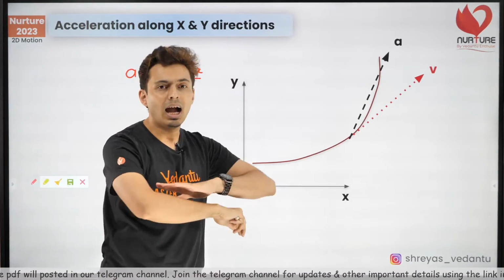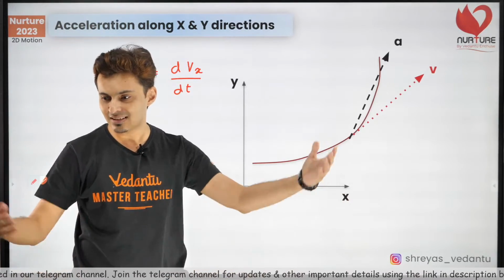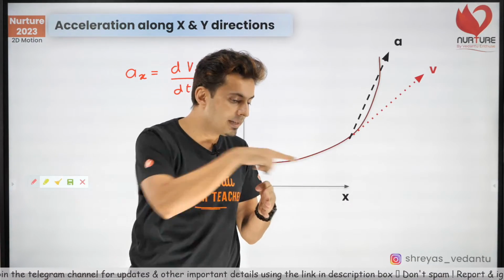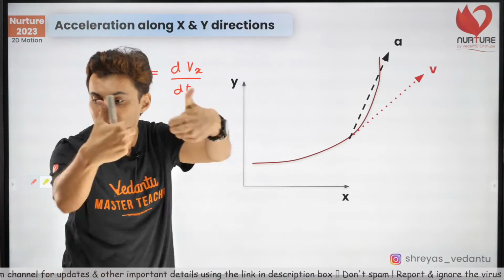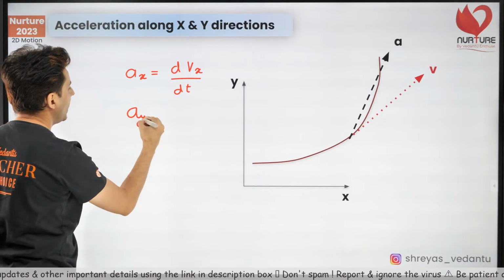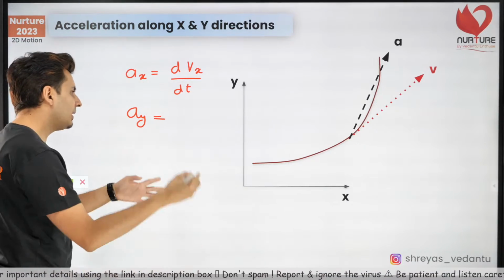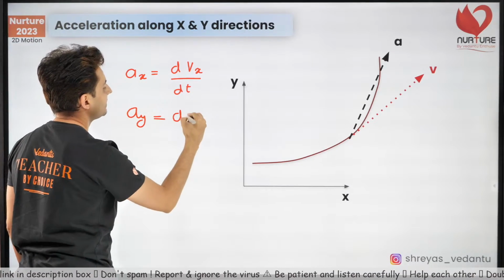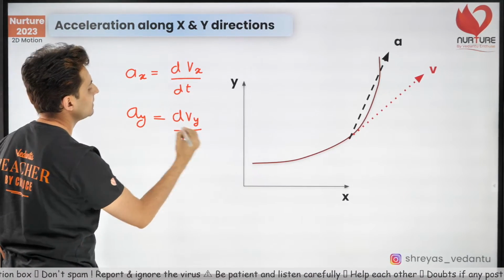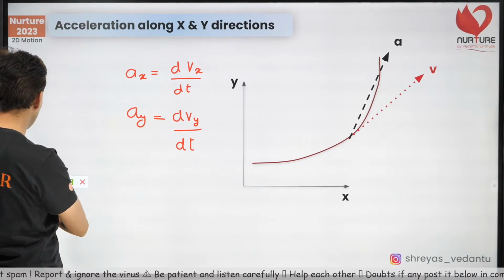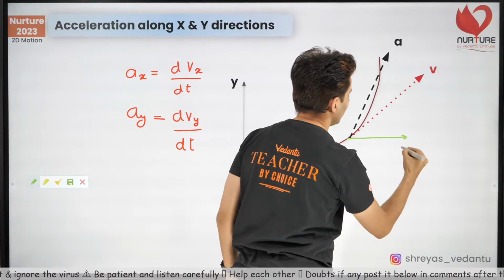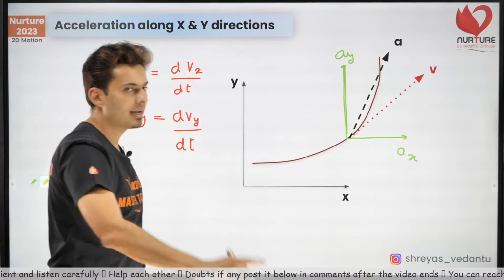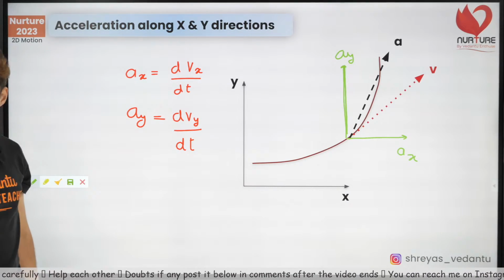Whatever happens in y, I don't care. It doesn't matter, because the velocity which changes in the x-axis will only give rise to acceleration in the x-axis. Similarly, acceleration in the y-axis is only dependent on the rate of change of velocity in the y-axis, so it is dvy by dt. Keep this in mind. So what are these ax and ay, by the way? These are nothing but the x components and the y components of the acceleration. As simple as that.